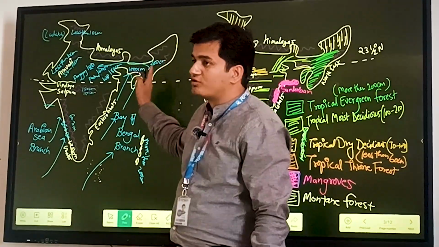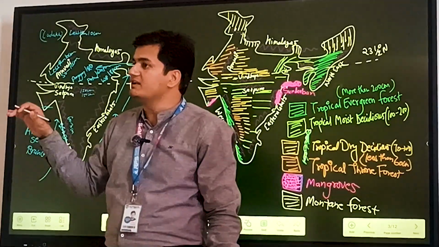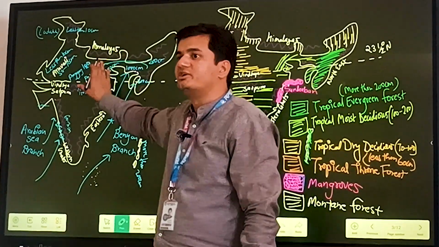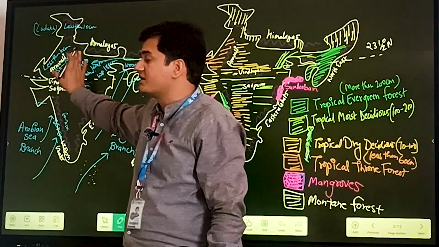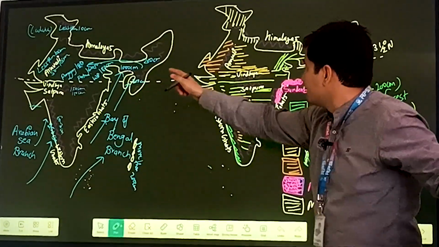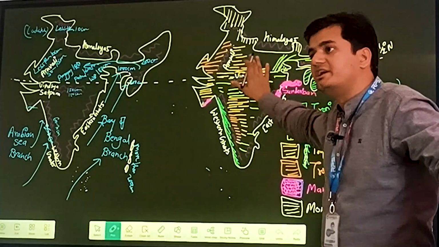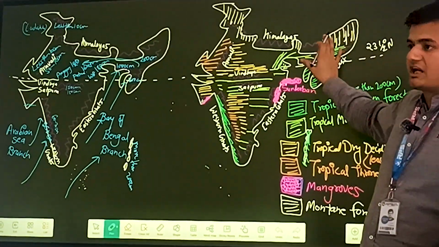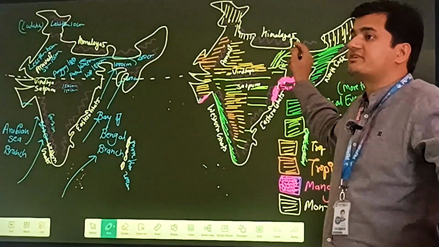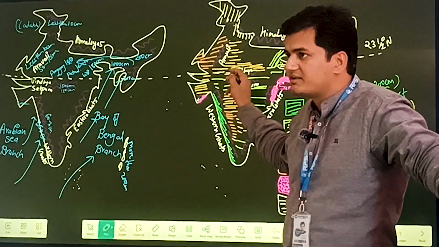As the monsoon winds move from east to west, the moisture content in these winds will decrease. So here we have more than 200, then less than 200, around 150 centimeter, then less than 100 centimeter of rainfall in different areas. Similarly, on the basis of the rainfall, we can find the distribution of natural vegetation in India. We have tropical evergreen forest in northeastern India. Then we have tropical moist deciduous forest in West Bengal and Uttar Pradesh, right?